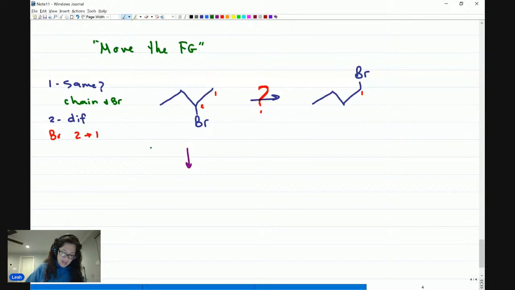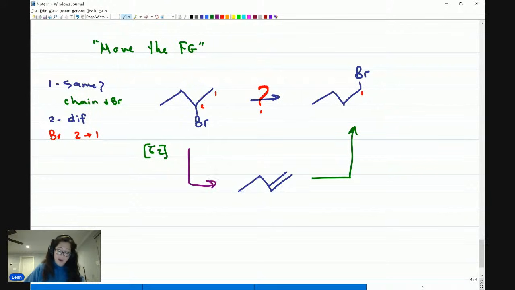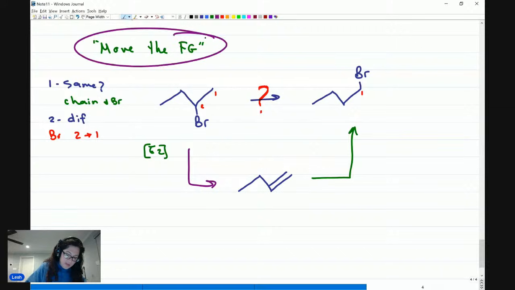That would be with an E2 reaction, but I want to make sure that I eliminate in the direction of the less substituted carbon, meaning I don't want my standard Zaitsev product. I need the Hofmann product. We're not going to talk reagents just yet. We're just going to keep that in mind. That will give me an alkene. Once I have my alkene, it's very easy to just put the halogen back. And that is it. So again, the way that you move a functional group, addition, elimination, until you get it to where you need to go. That's the pattern to know.